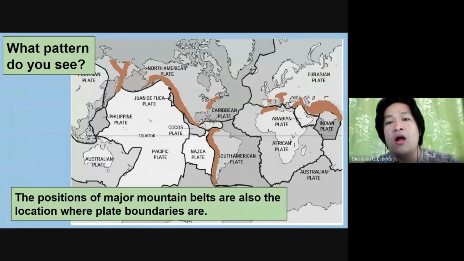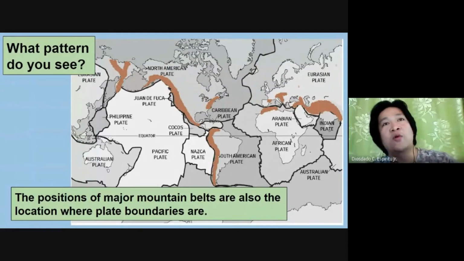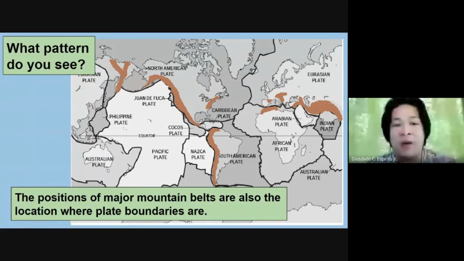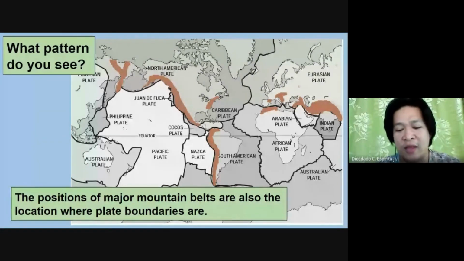And if you are standing on a mountain, if you happen to go mountaineering or mountain climbing, meaning you are basically standing at a plate boundary between the two plates. And what will happen if you're standing there?